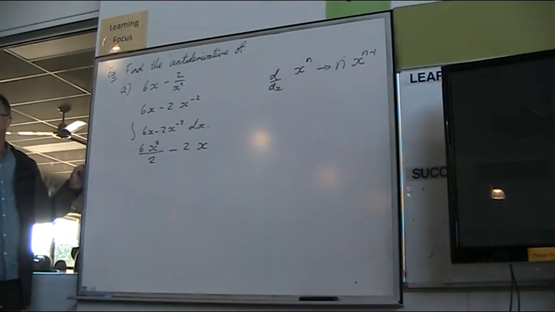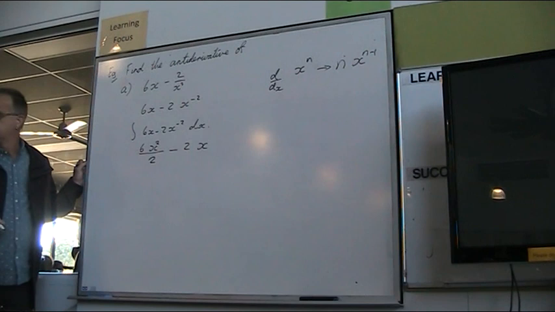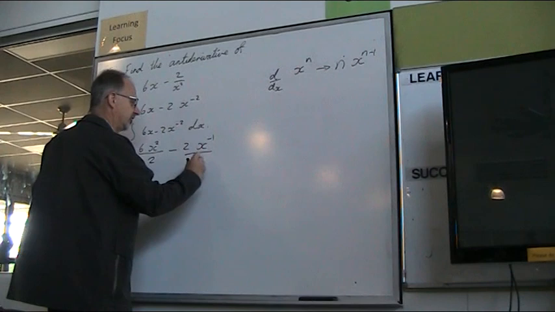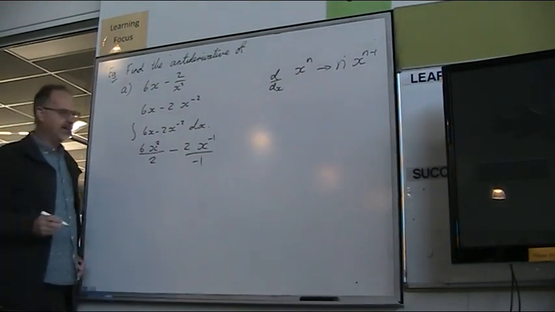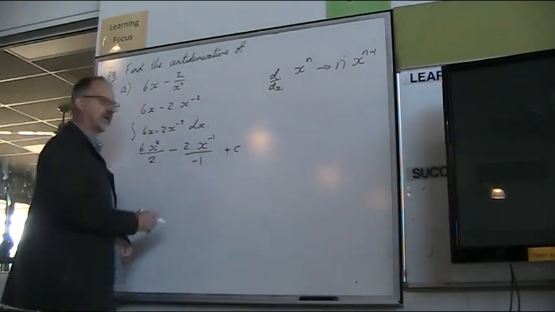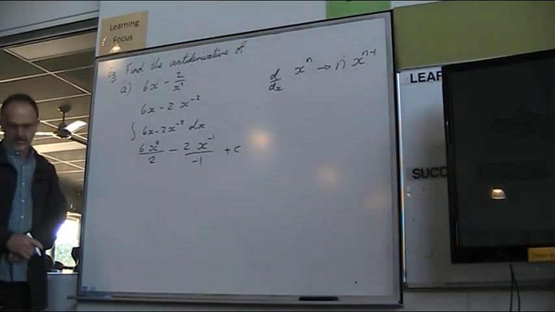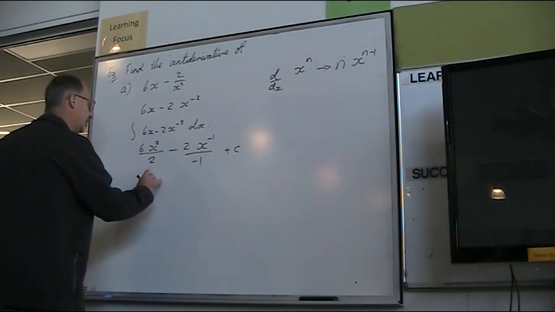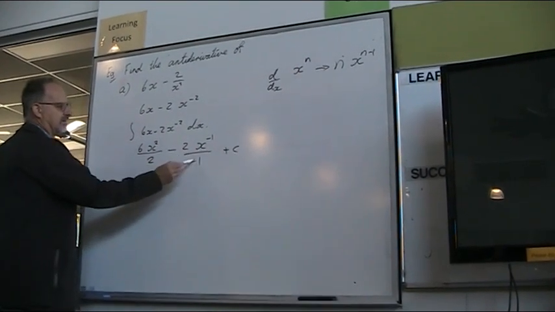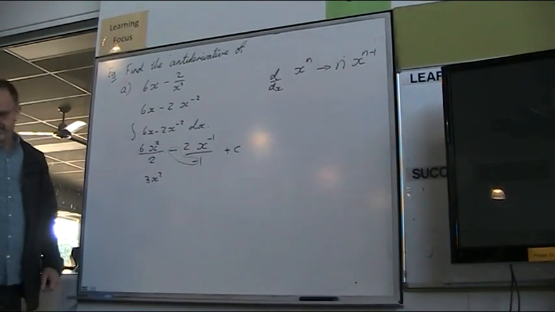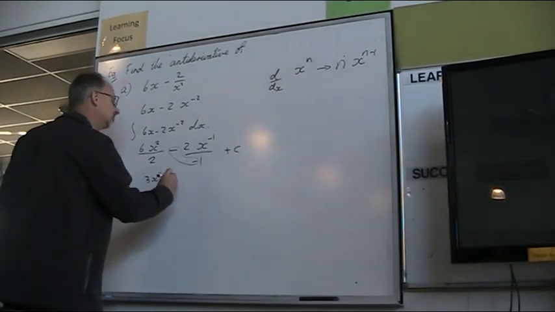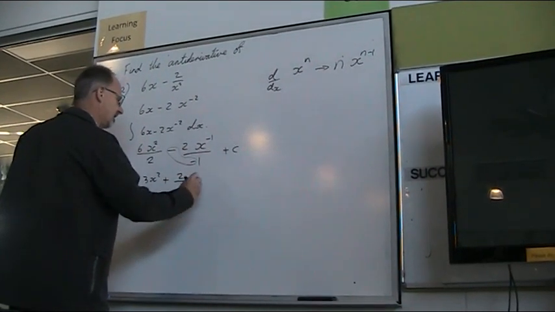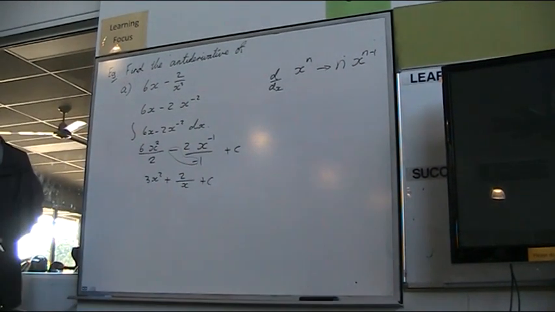Increase the power, minus 2 becomes minus 1, and we divide by the new power. And then plus c. Alright, so when we neaten this up, we end up with 3x squared there. These minuses become a plus. 2 and x to the minus 1, the x goes down the bottom, plus c.